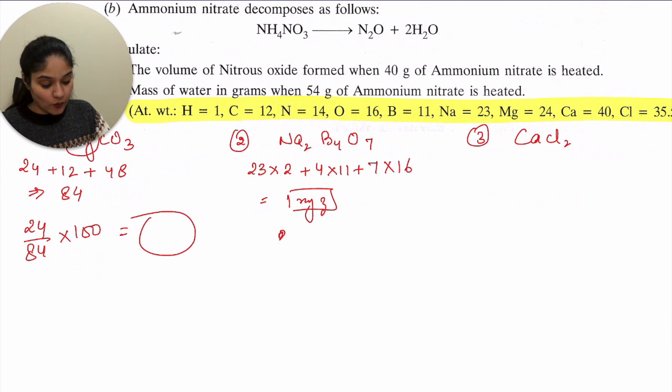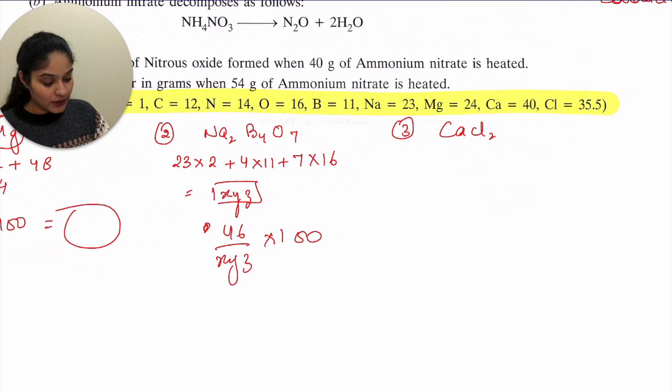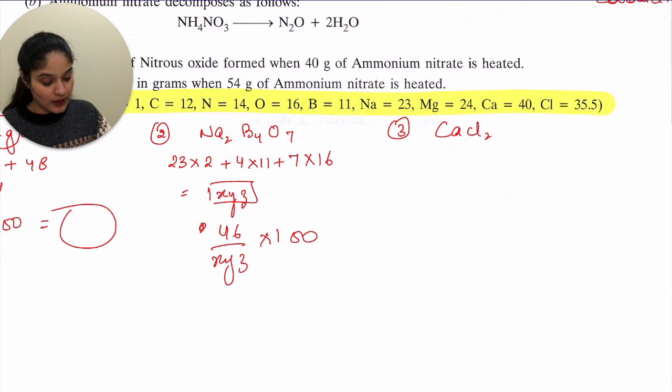So sodium is how much? It is 23. But we need to get the molecular weight of sodium in the whole compound. So you have Na2. That means 2 atoms of sodium. So that would give me 46. So 46 over XYZ times 100. Simple.